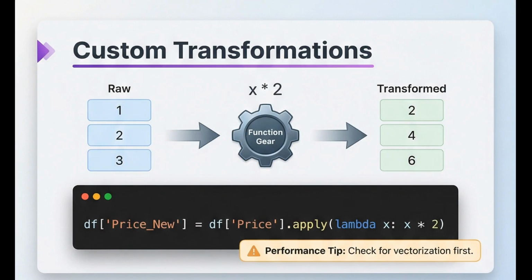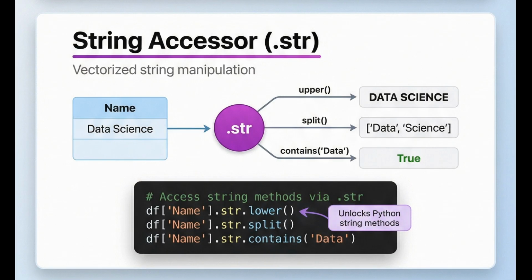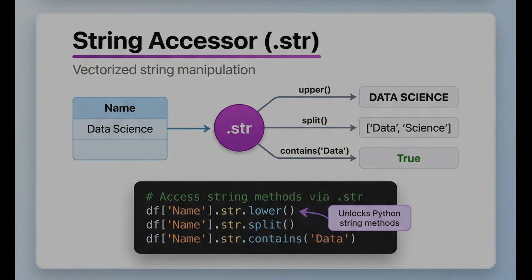Apply lets you run custom functions across rows or columns. While flexible, it can be slower than vectorized operations. Use lambda functions for quick, one-off transformations. Access vectorized string methods via the .str accessor. You can change case, split strings, or search for patterns efficiently without looping through rows.